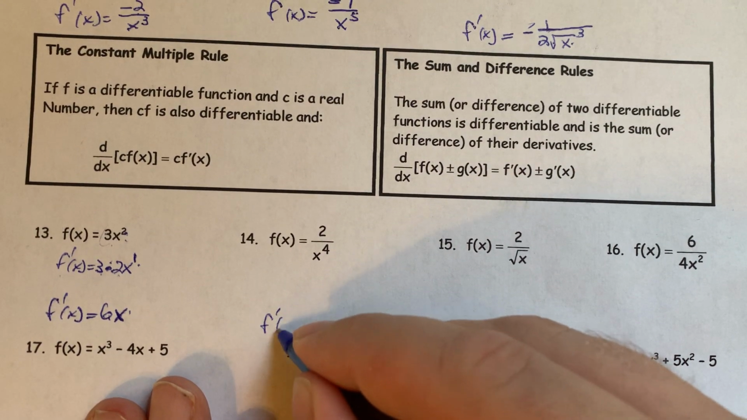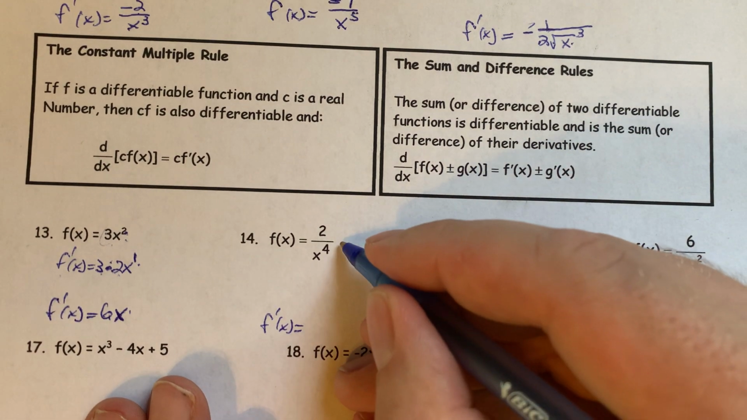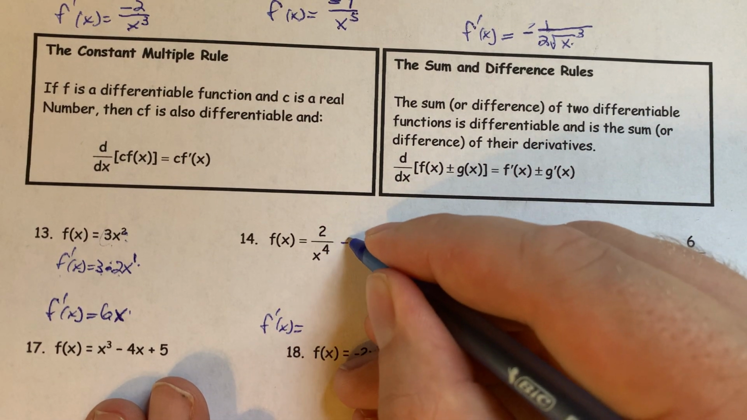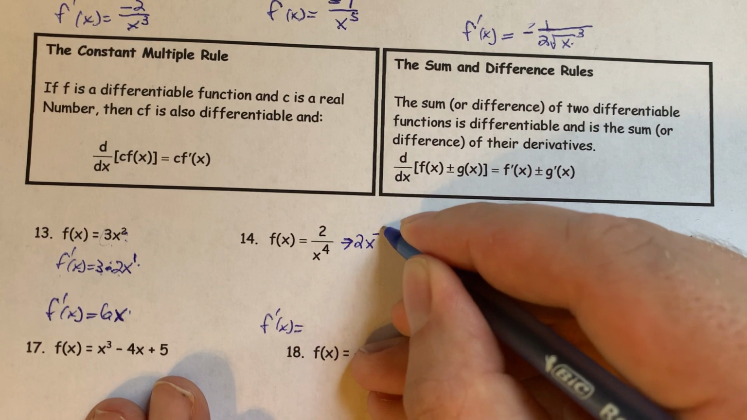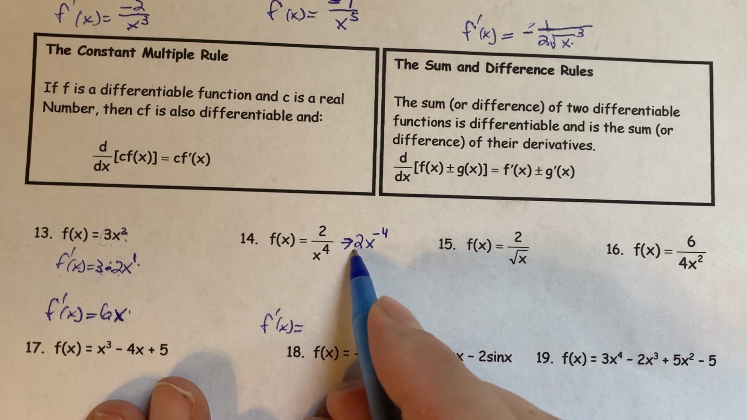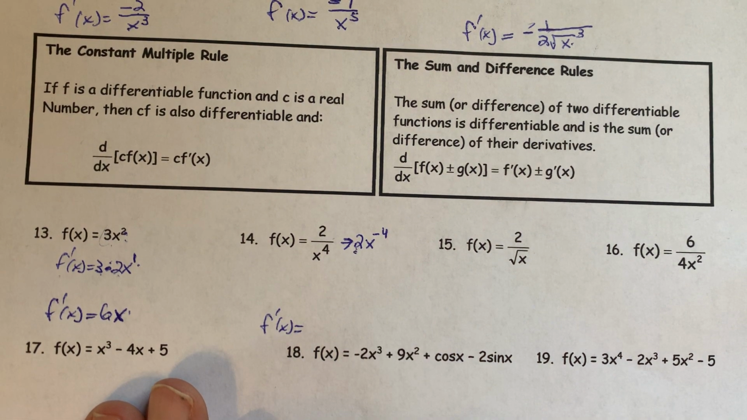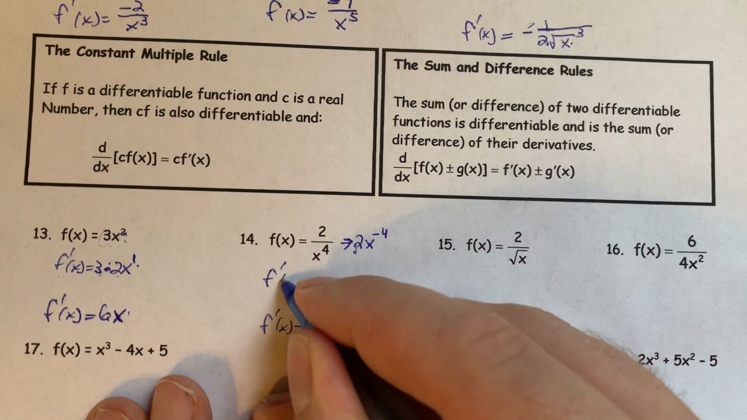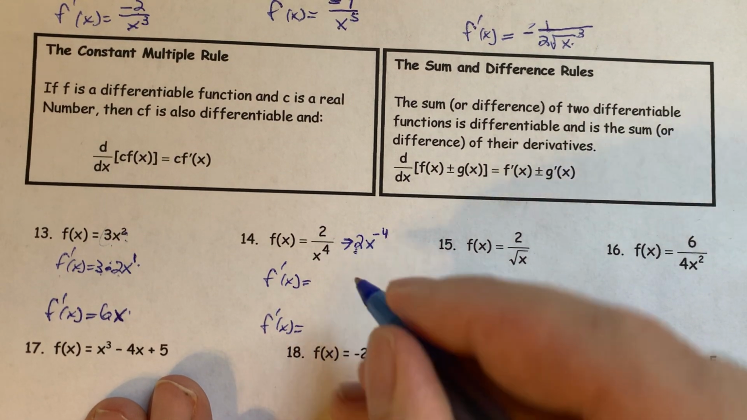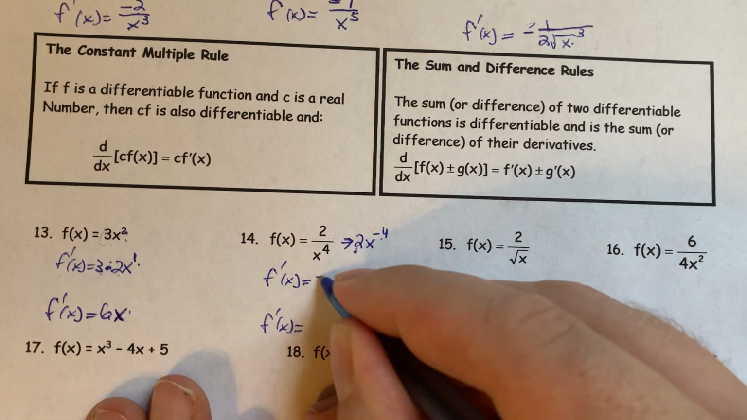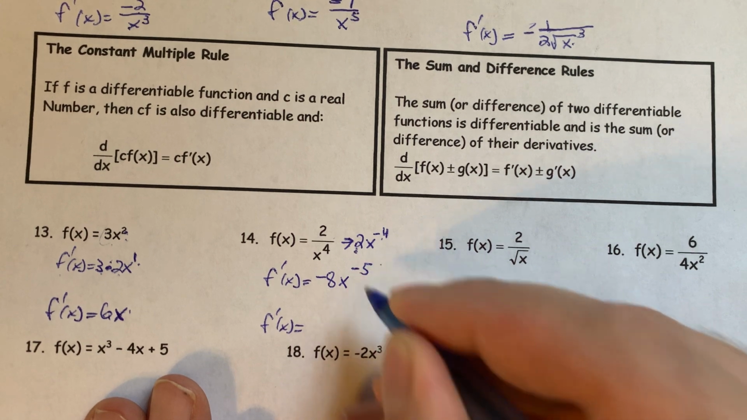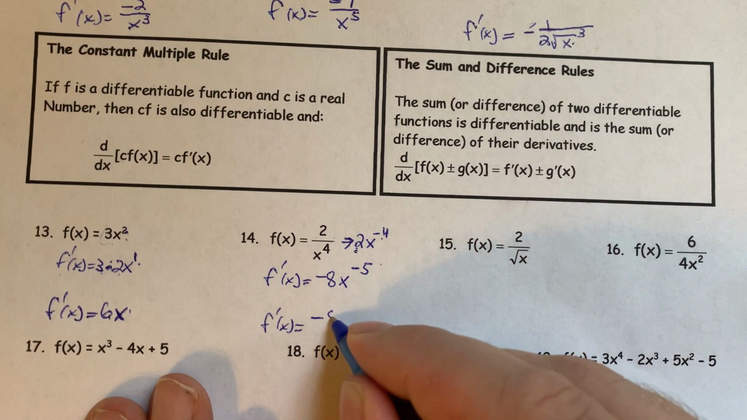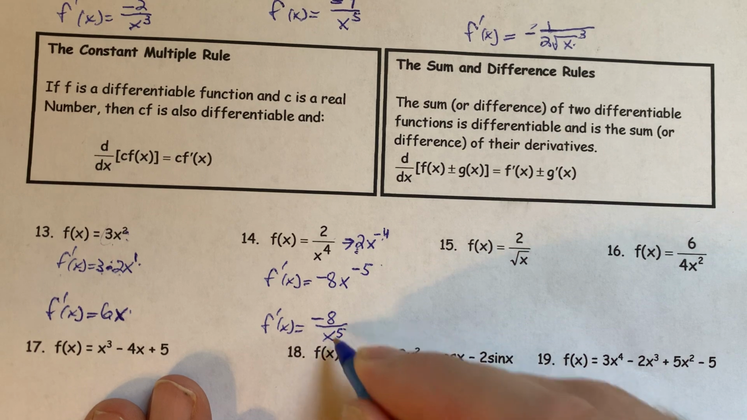Here, find f prime of x. Hopefully we realize that this is not a power rule right now. We need to rewrite it. To rewrite this, this is 2 times x to the negative 4th. Notice that the 2 doesn't have a negative on it or anything. The 2 is just in the numerator. So 2 times x to the negative 4th. So the derivative is going to be multiply. 2 times negative 4 is negative 8. X to the, we need to lower the power by 1, negative 5. The negative 8 will stay on top over x to the 5th.